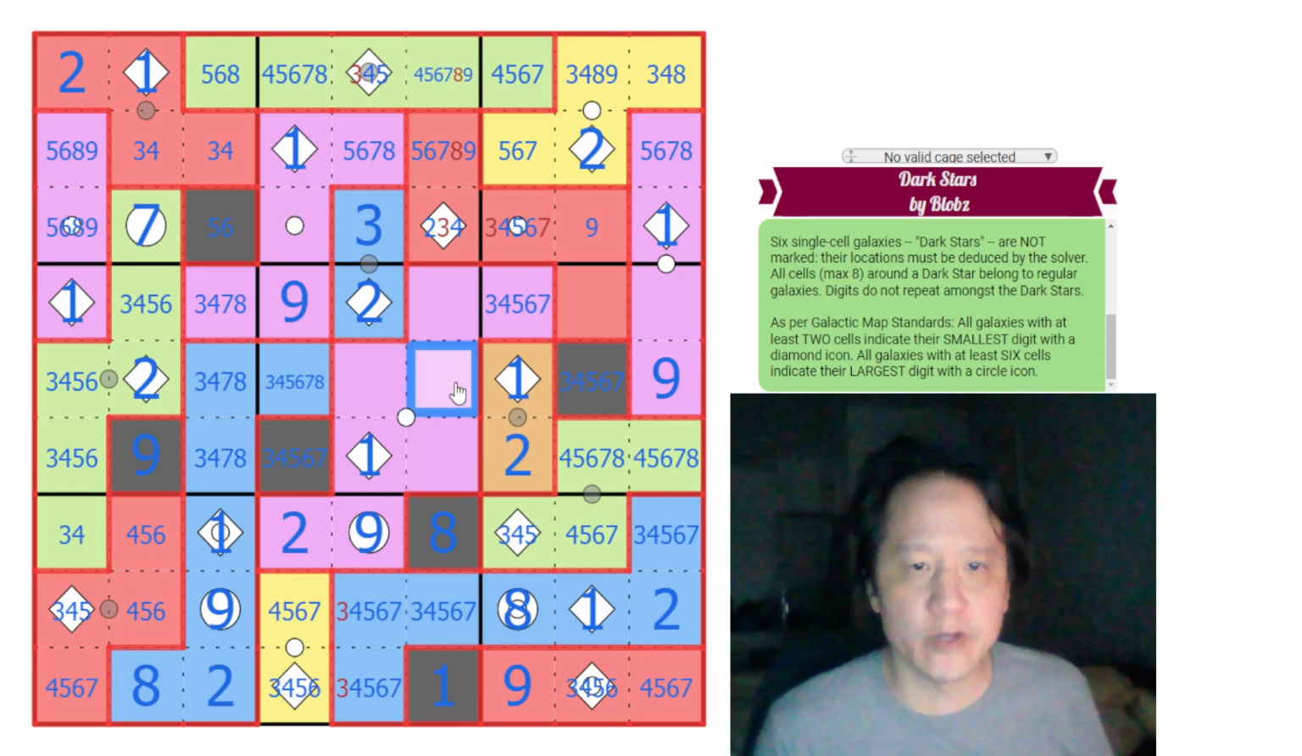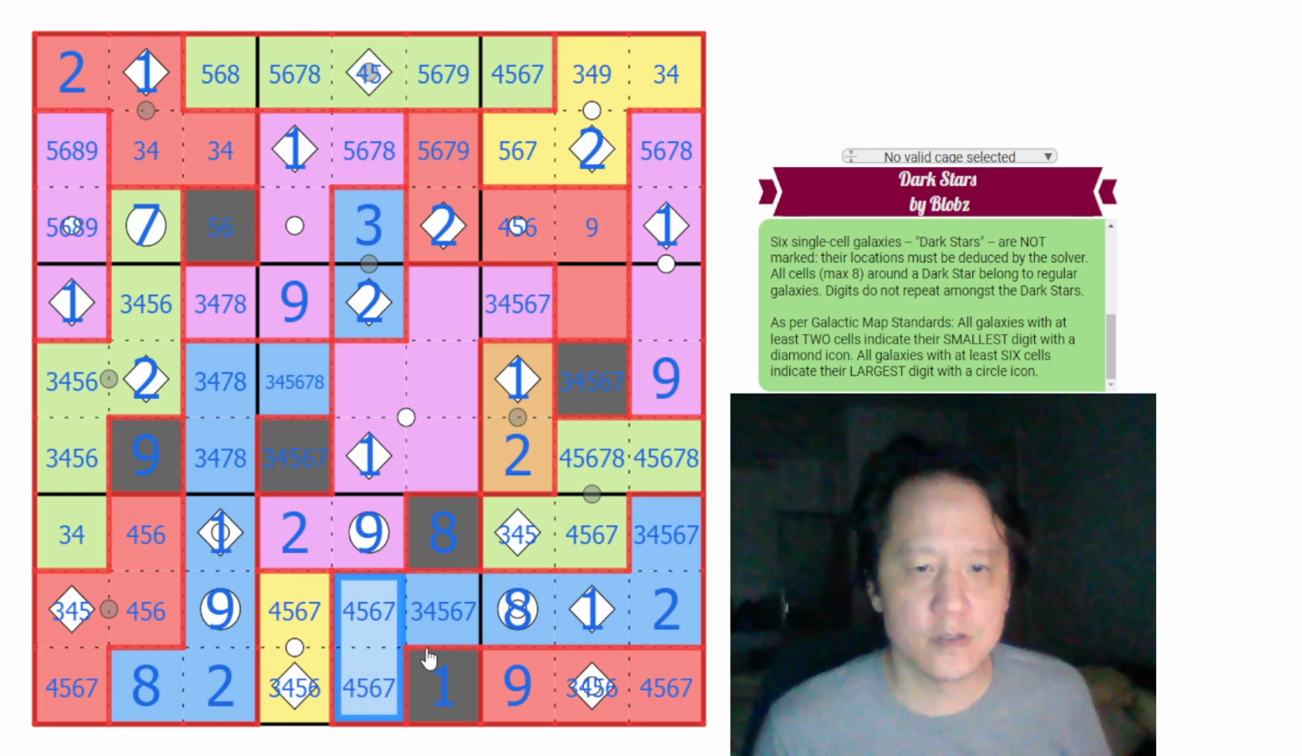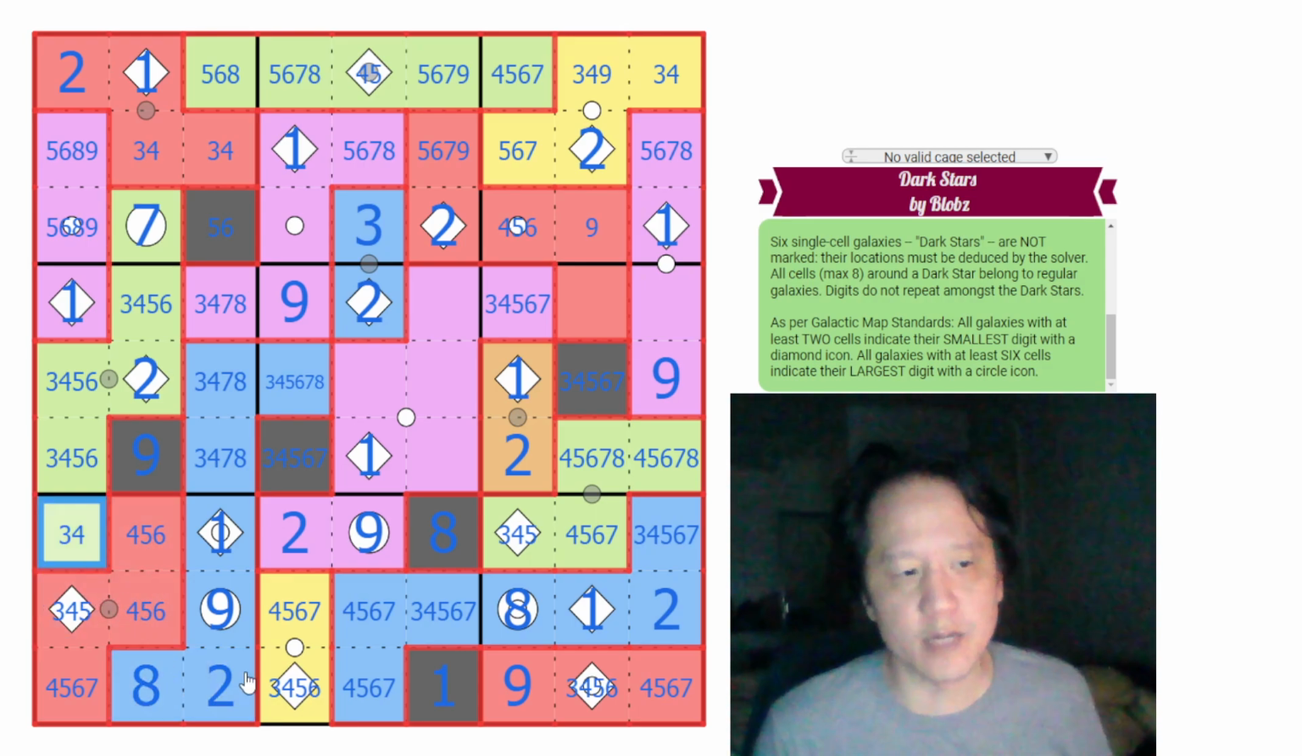This can't be 2 anymore, so this has to be 2. This can't be 3, so we have 4 or 5, which means 8 cannot be here anymore. And 3 does have to be here, so this can't be 3. No 8. This can't be 4. So this is 5 or 6, 3, 4, 5, 6, 7. No 3. This is 2 and 8. So this cannot be 4.